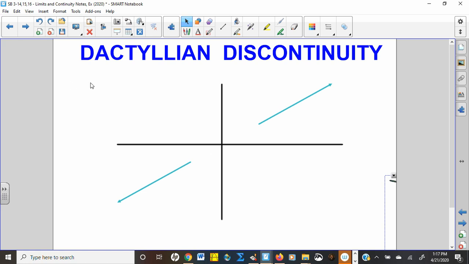So that's where the pterodactyl just rips off a big chunk of your graph and you never see it again. And once again, there's not much we can do with that. So don't worry about that one.